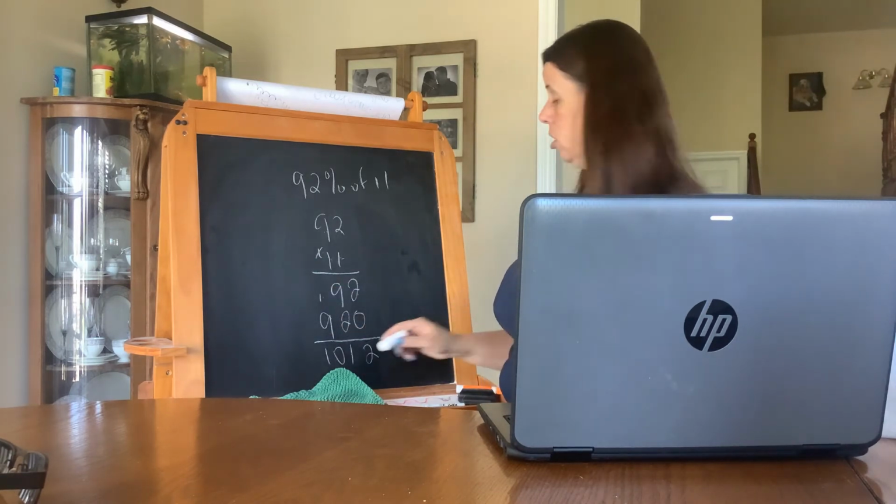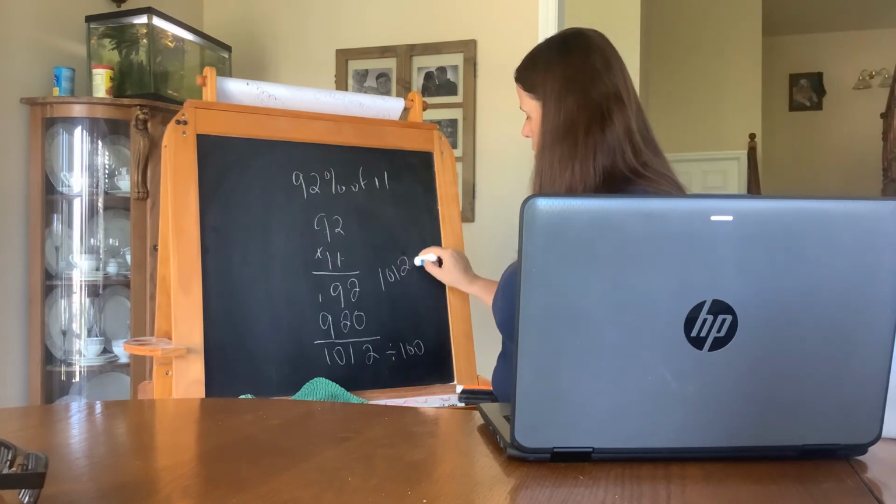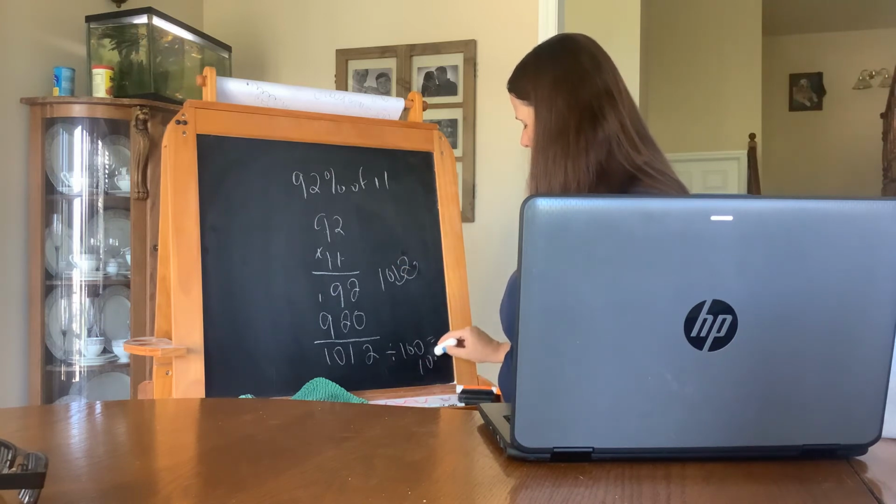1, 0, 1, 2. Now we need to divide by 100. 1, 0, 1, 2. My decimal's here. I go 1, 2. That equals 10.12.